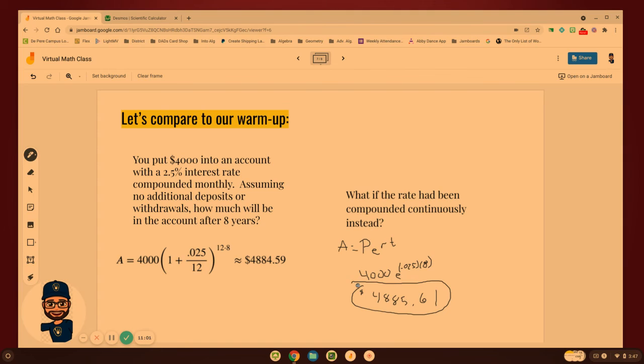So we do have more, and it's not substantially more, $1.02. It is a little bit more by compounding it continuously, but it's not going to be a super big amount. But we do have to make sure we use the rate as a decimal, and time is the time that it's going to be in the account if it's compounded continuously.